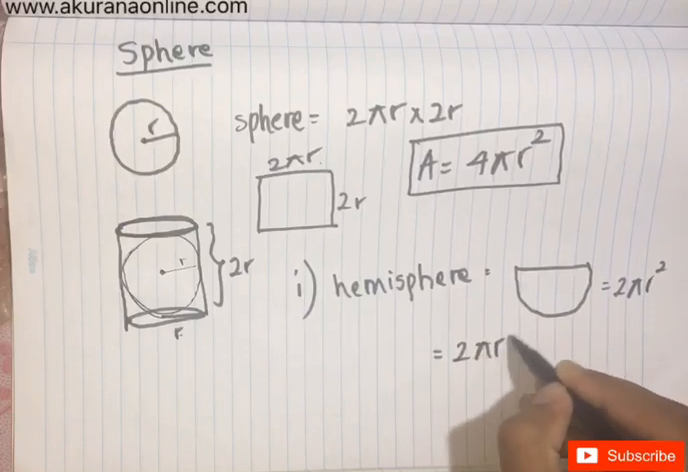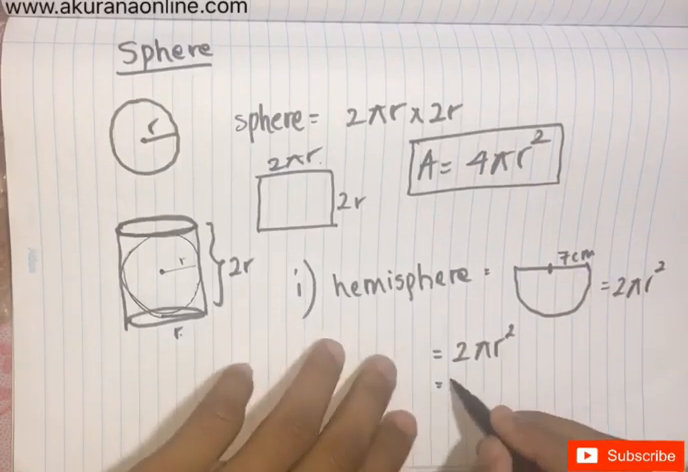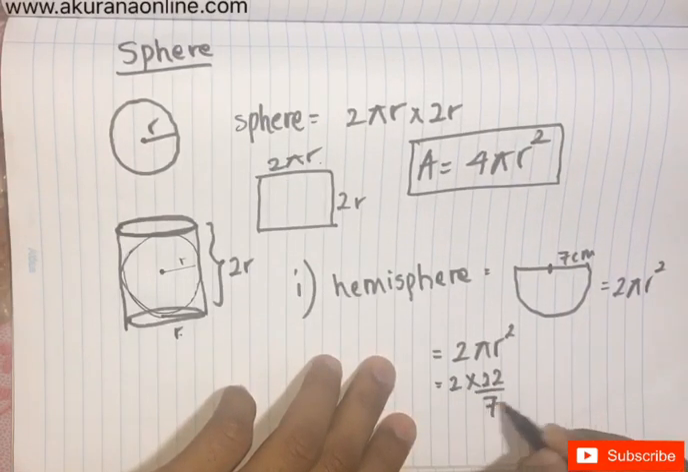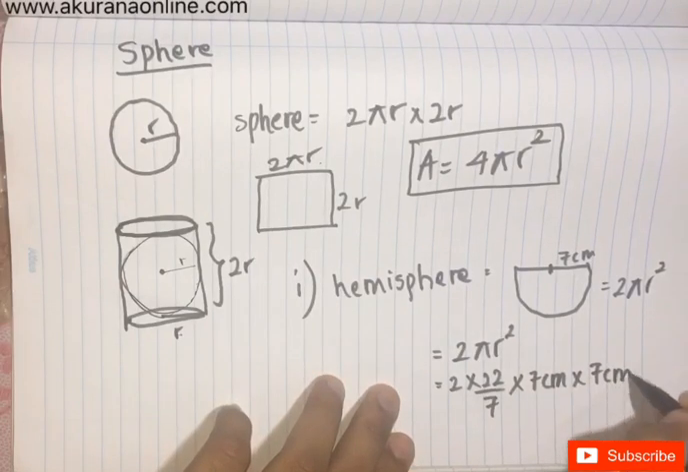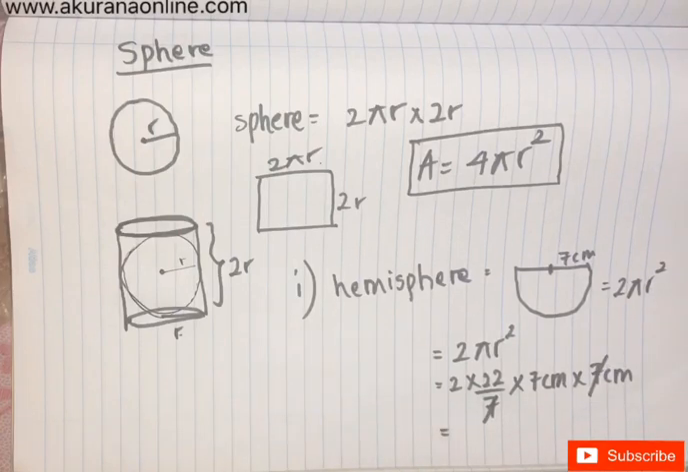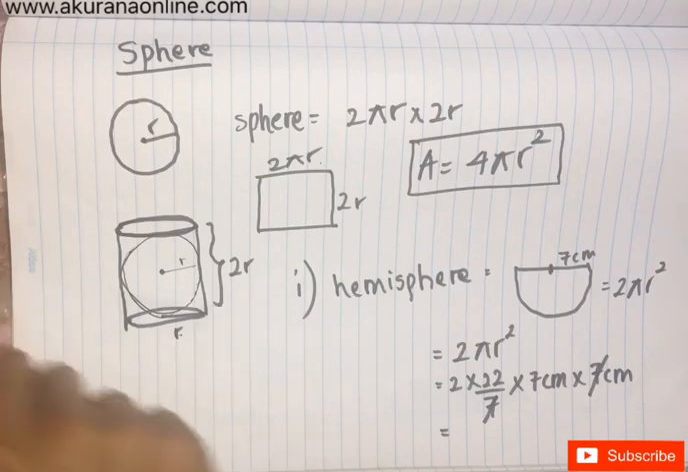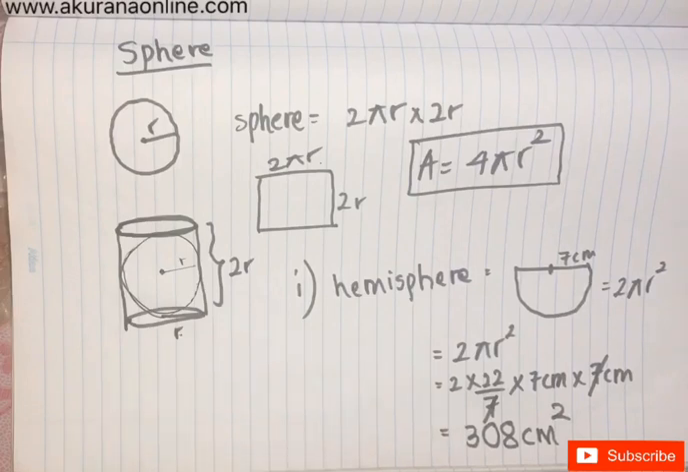So if I have 2 pi r squared, the radius is, say, 7 centimeters. 2 into 22 over 7, radius is 7 centimeters, therefore 7 into 7, r squared. This 7 and 7 will cancel off, and you have 44 multiplied by 7. 44 multiplied by 7 gives 308. The answer will be 308 centimeters squared. Are you clear with this? Okay.